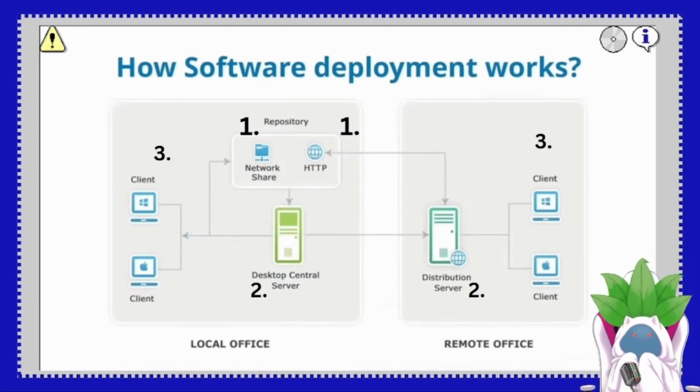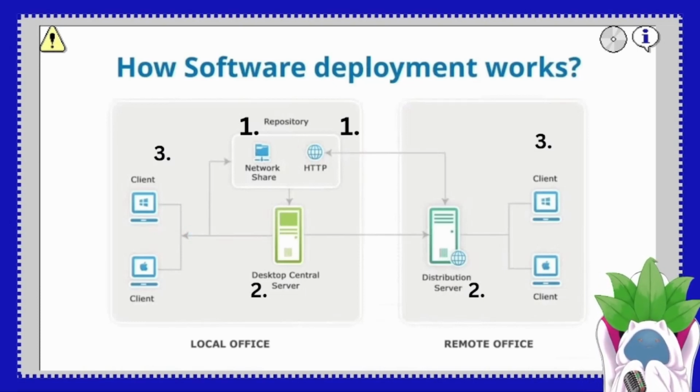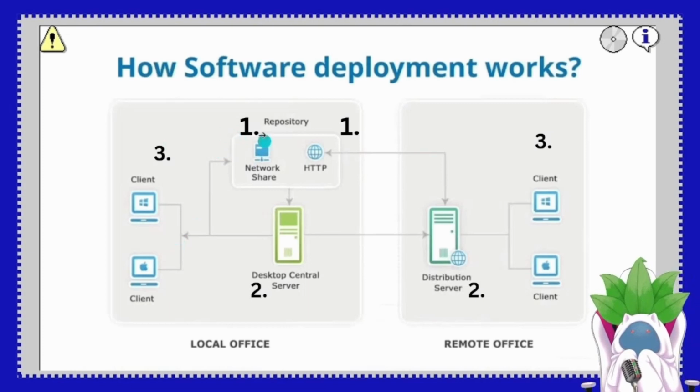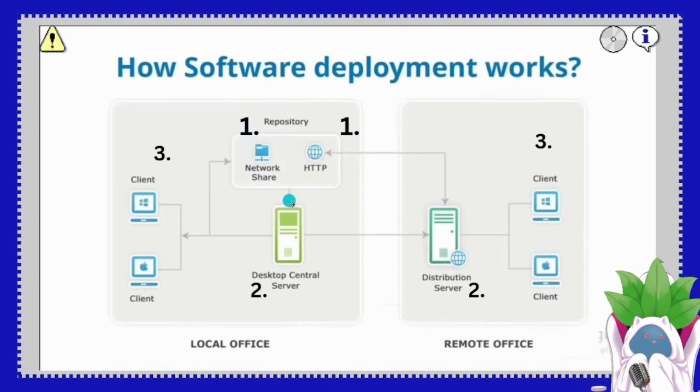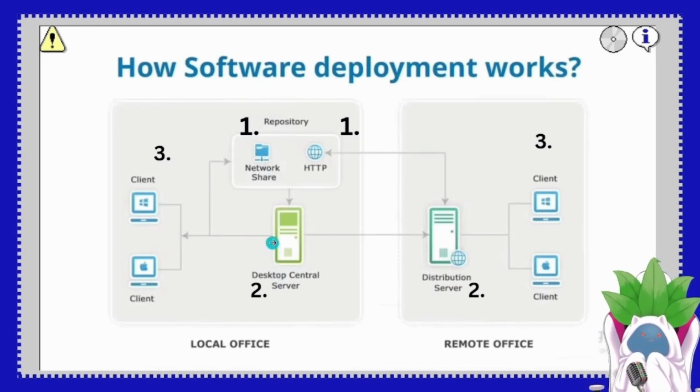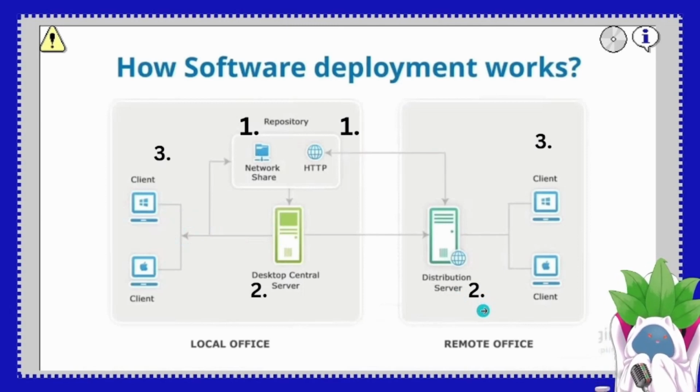So after it is distributed to the local machines of the clients, then the local network will download the executable files and start the installation. So, the flow here is this local network share serves as a repository. Then, in the Desktop Central server, the executable files are created and then forwarded onto the clients. So, let's proceed to the remote office environment.